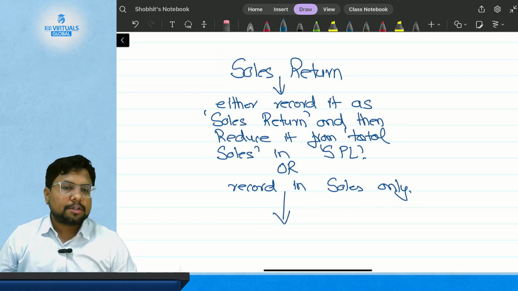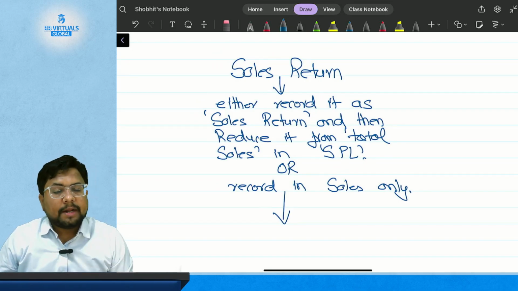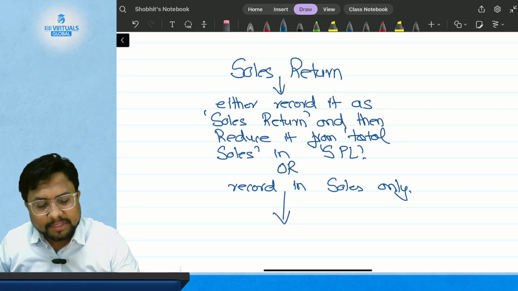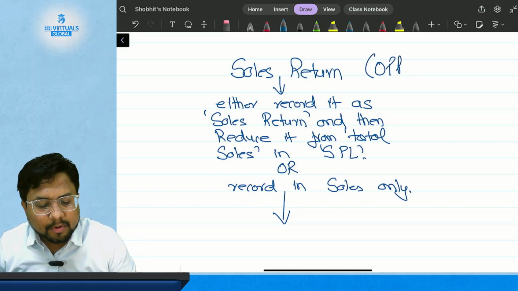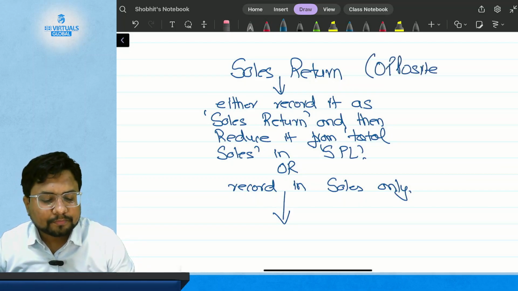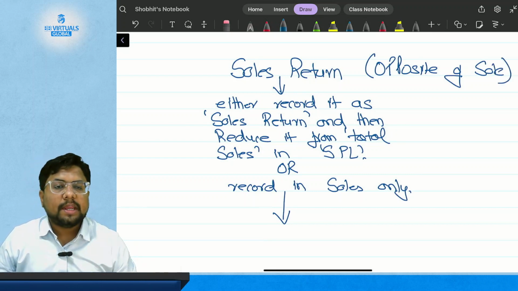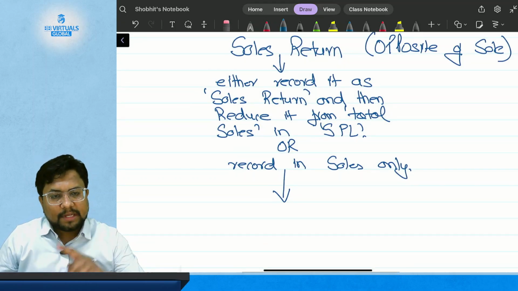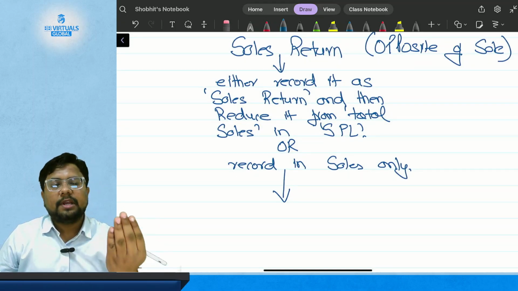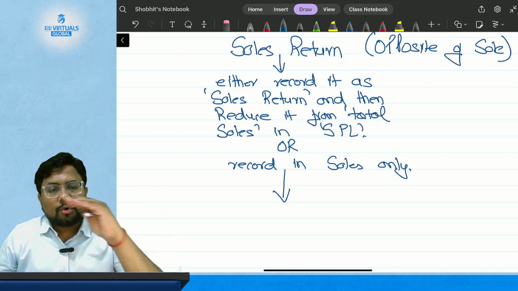So now when it comes to sale return, what is sale return? It is the opposite of sale, and if sale was the income, so what is sale return?